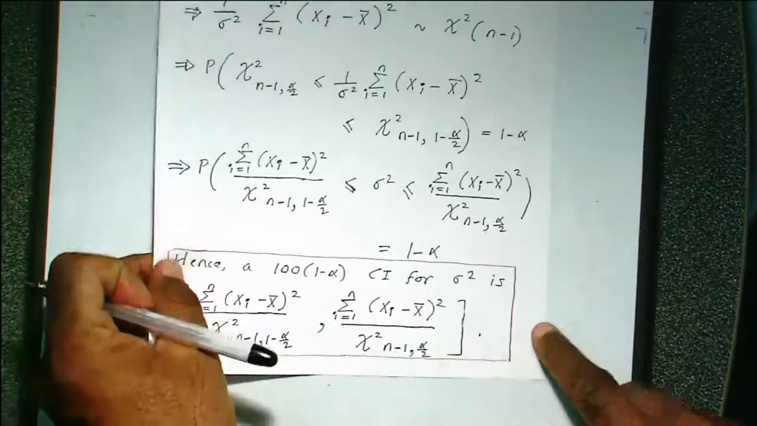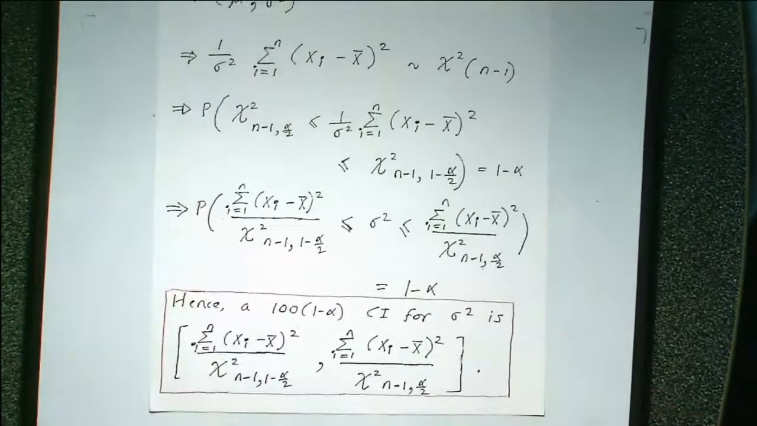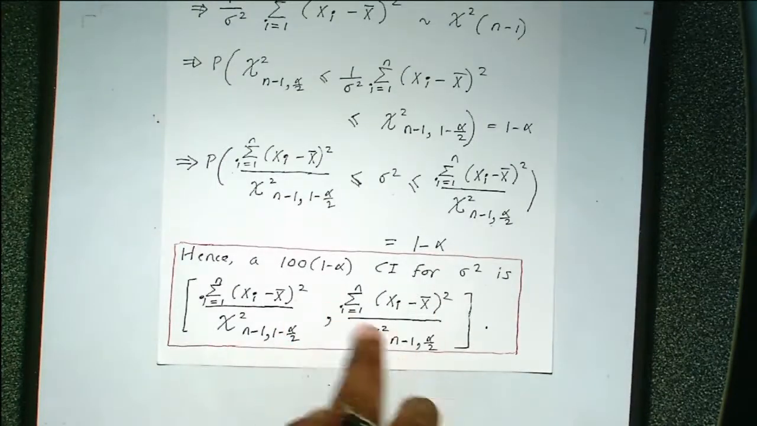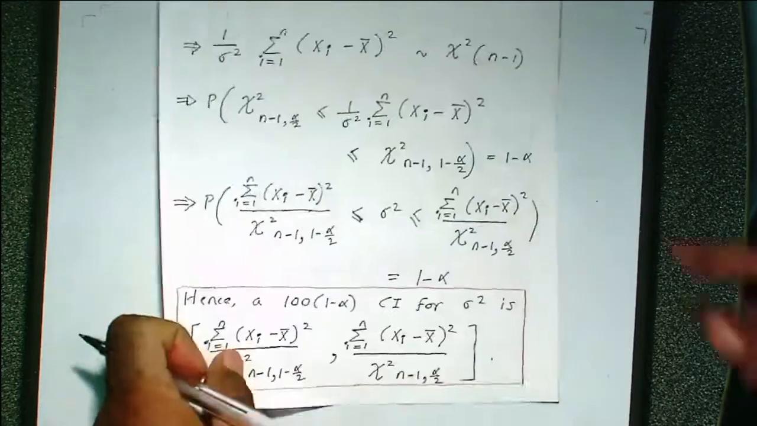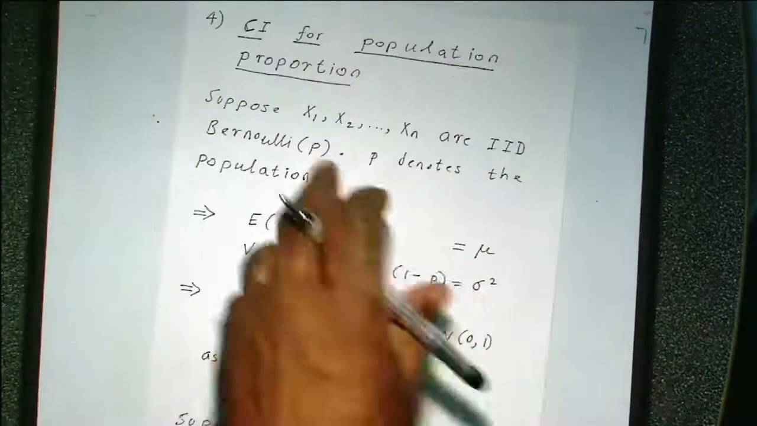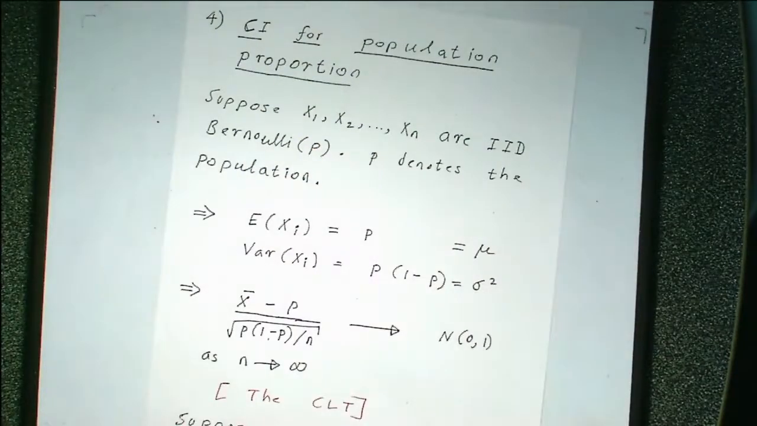So this derivation gives you the confidence interval for the population variance, right? And the final answer is this one here, right? So it's the derivation. And the fourth thing I talked about last week is the confidence interval for the population proportion.